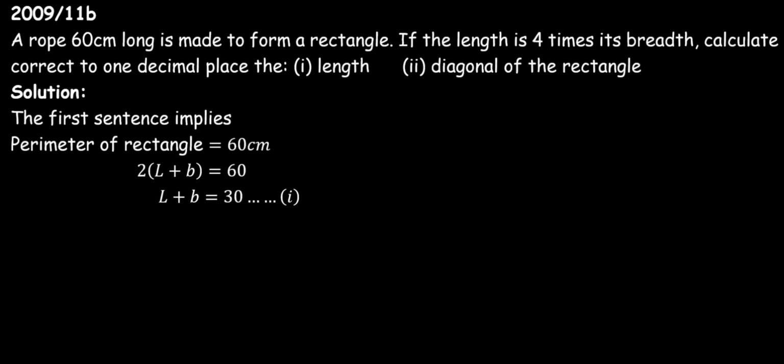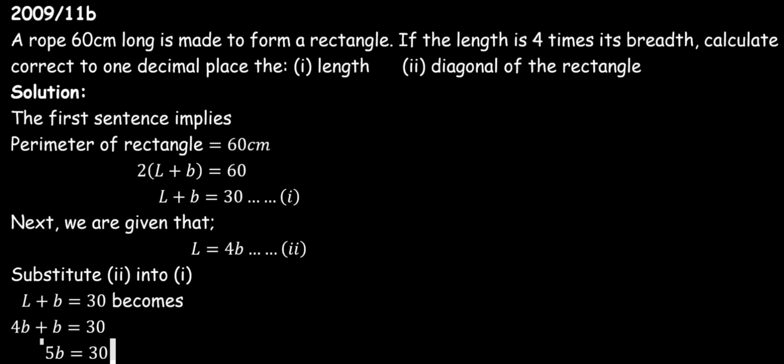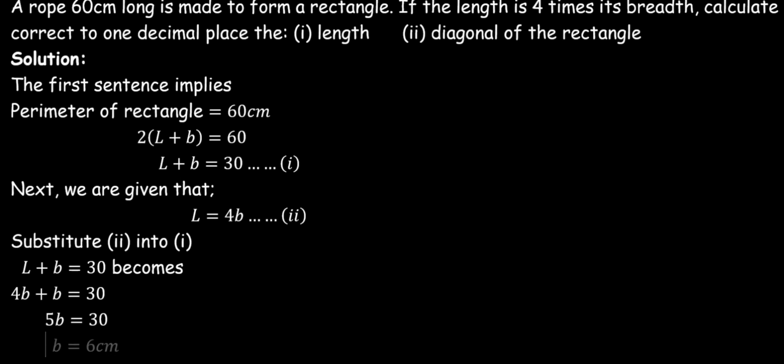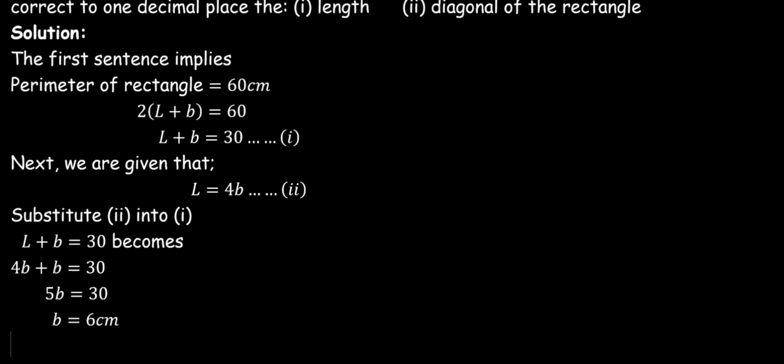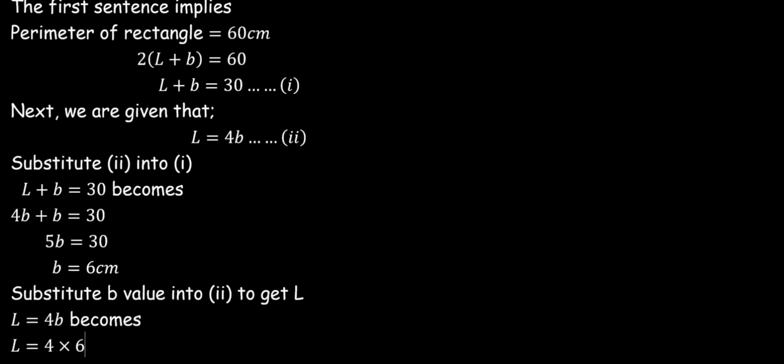Next, we are given that L is equals to 4B, which will form our equation 2. Substitute 2 into 1. L plus B equals to 30 becomes 4B plus B equals to 30. And that will give us 5B is equals to 30. The result is B is equals to 6 cm. Substitute B value into equation 2 to get L. L equals to 4B becomes L is equals to 4 times 6, which is 24 cm.